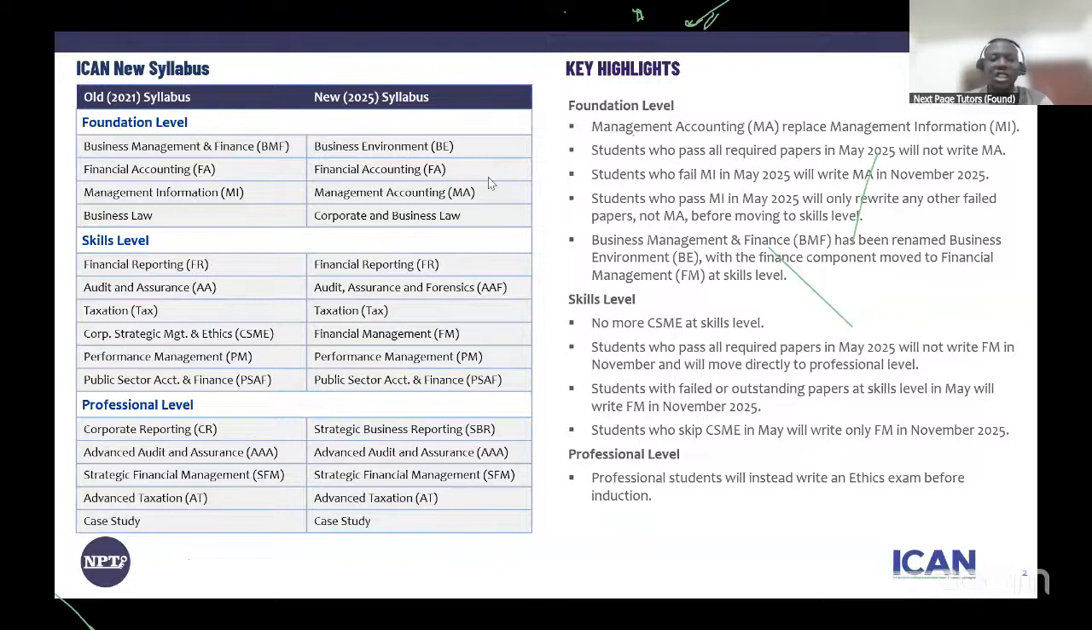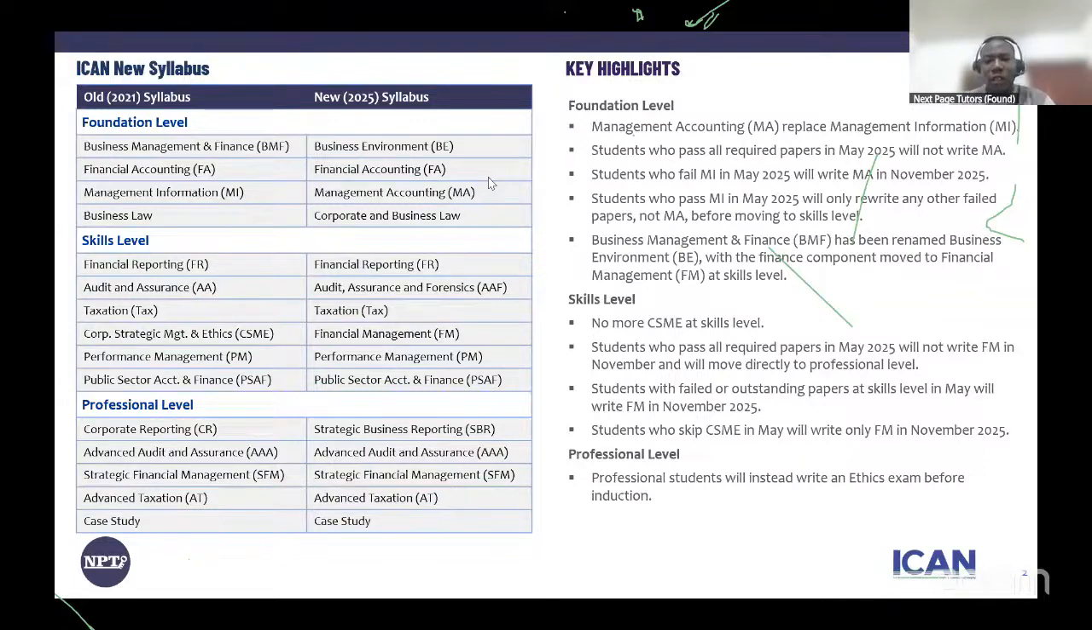Then at the skills level, I would say significantly, they overhauled some topics, some chapters, and in fact, we have a course that is no more available in the likes of CSMA. So at the skills level, we do not have CSMA anymore. We don't have CSMA. And then they introduce financial management.